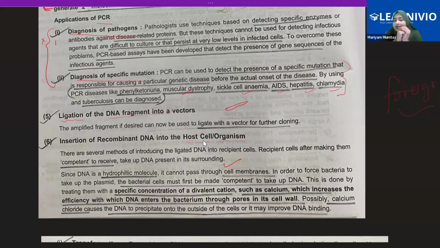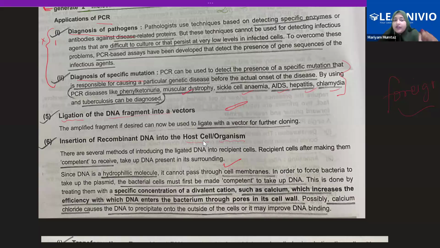Now this recombinant DNA has to be sent inside the host, right? The host cell has a cell membrane, and the cell membrane doesn't let anything come inside. So it has to be made competent. And in order to make the host cell competent, there are various techniques, various processes that we take into play.